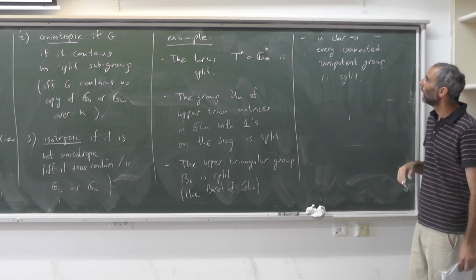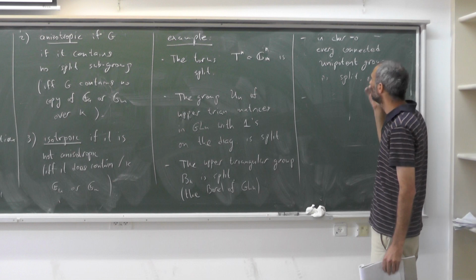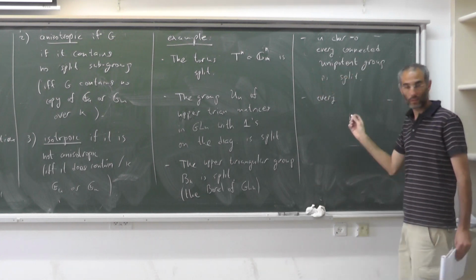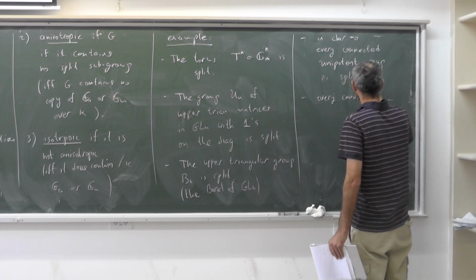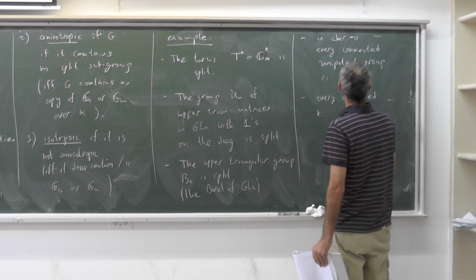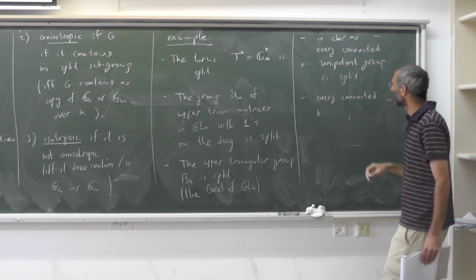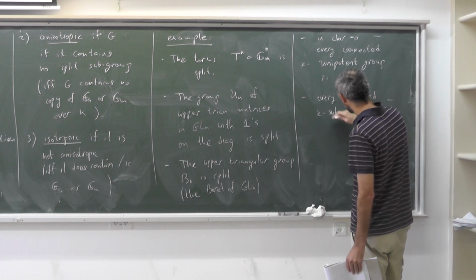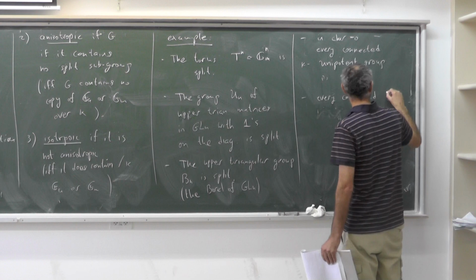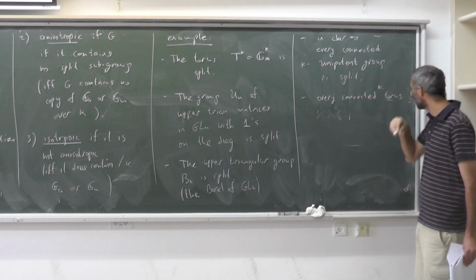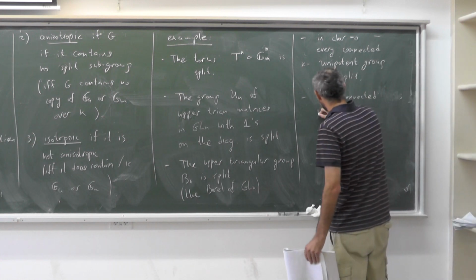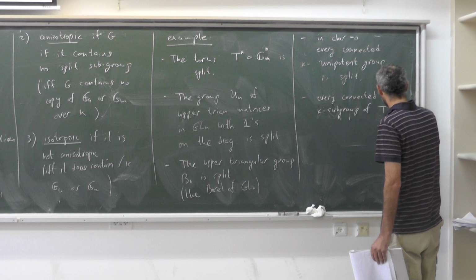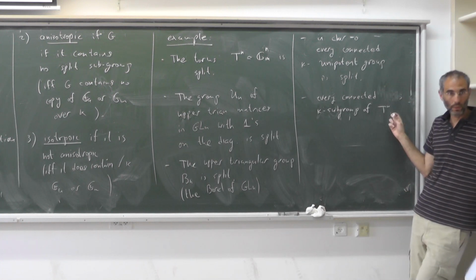Okay. Maybe an analogy for this, with the non-characteristic assumption: every connected K subgroup of the torus Tn is split. So again, this is an exercise.